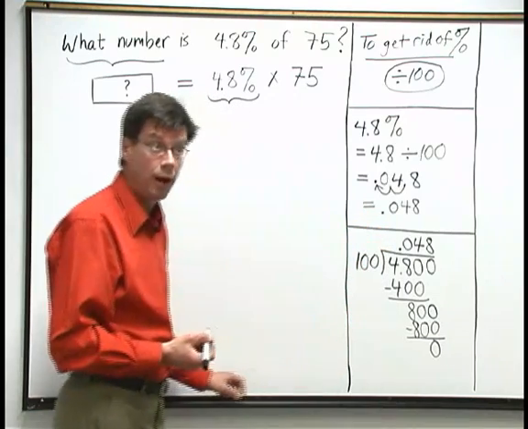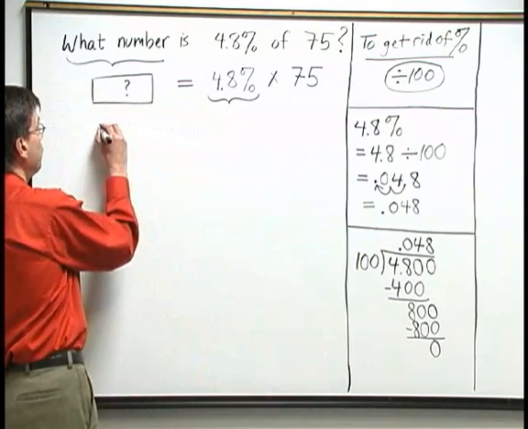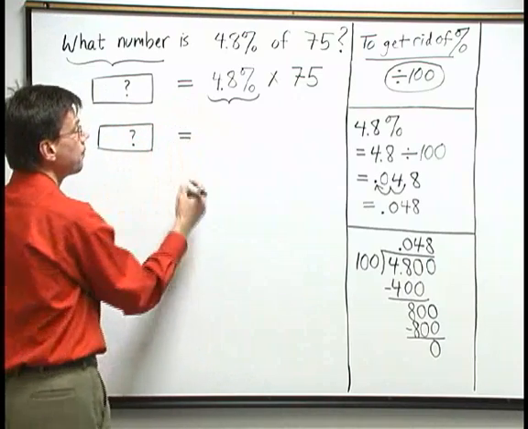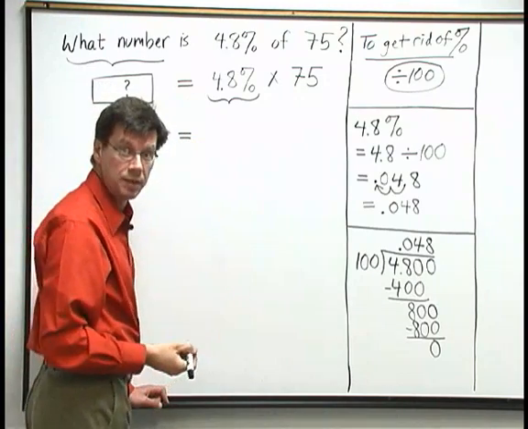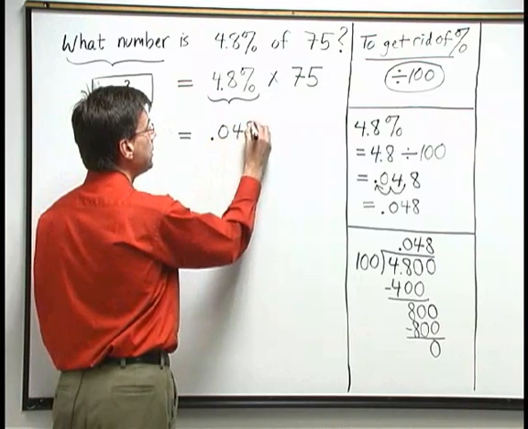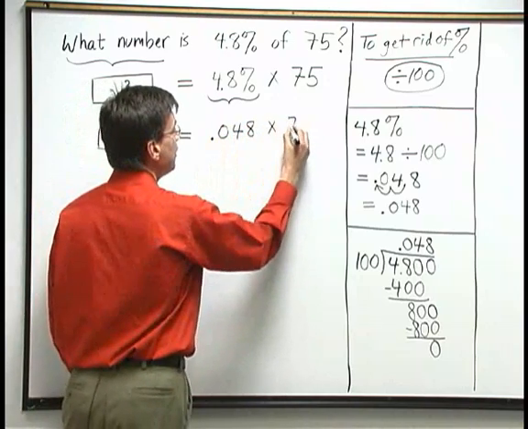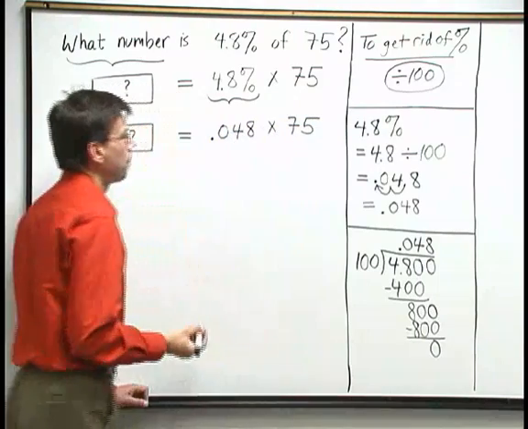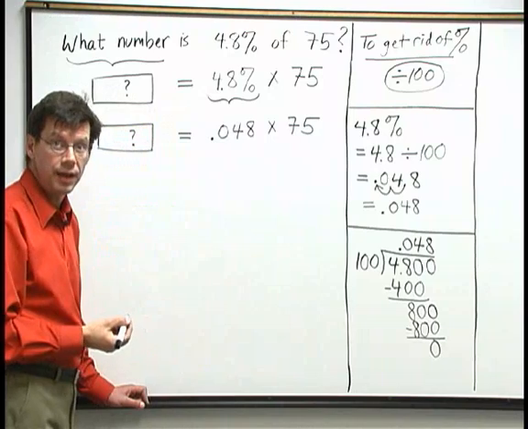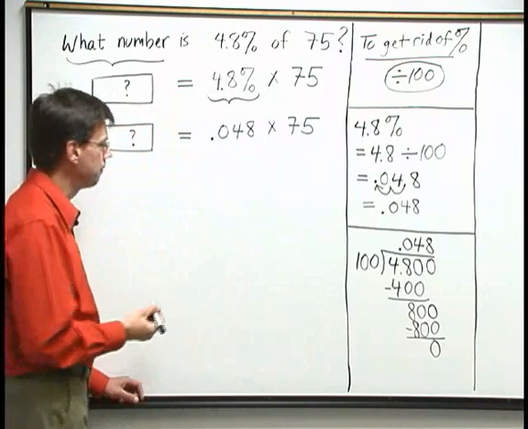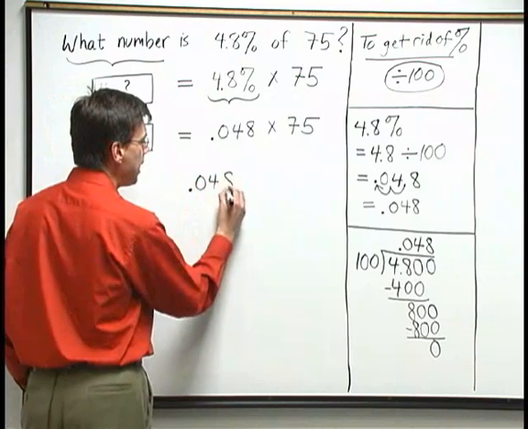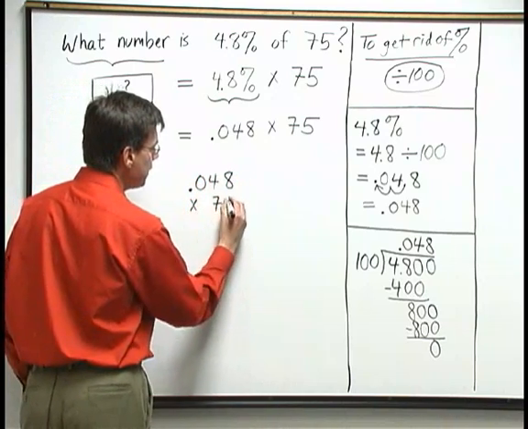Now let's go back to our problem. We're still trying to find what number equals, instead of writing 4.8% now, I can write 0.048 times 75. Because we've gotten rid of the percent sign, we can now go ahead and do the calculation. We can do the multiplication. Let's write 0.048 times 75.